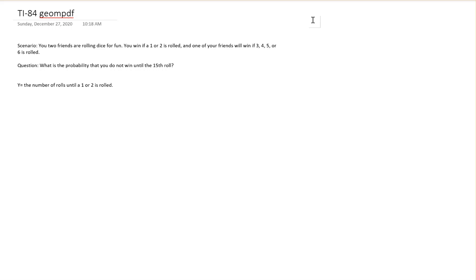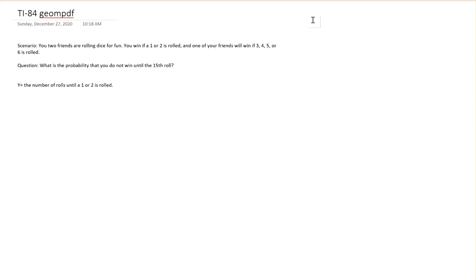So here's the scenario. You and two friends are rolling dice for fun. You win if a 1 or a 2 is rolled, and one of your friends will win if a 3, 4, 5, or 6 is rolled. And the question is, what's the probability that you do not win until the 15th roll? And I'm defining my random variable, in this case, to be the number of rolls until a 1 or 2 is rolled. So this, as it turns out, is a geometric setting.